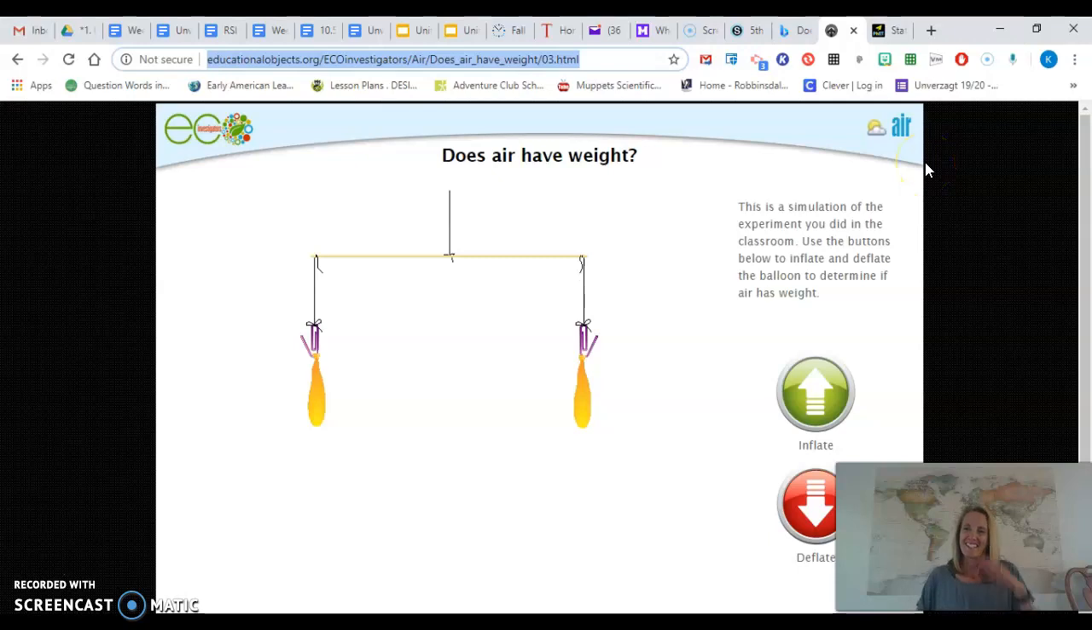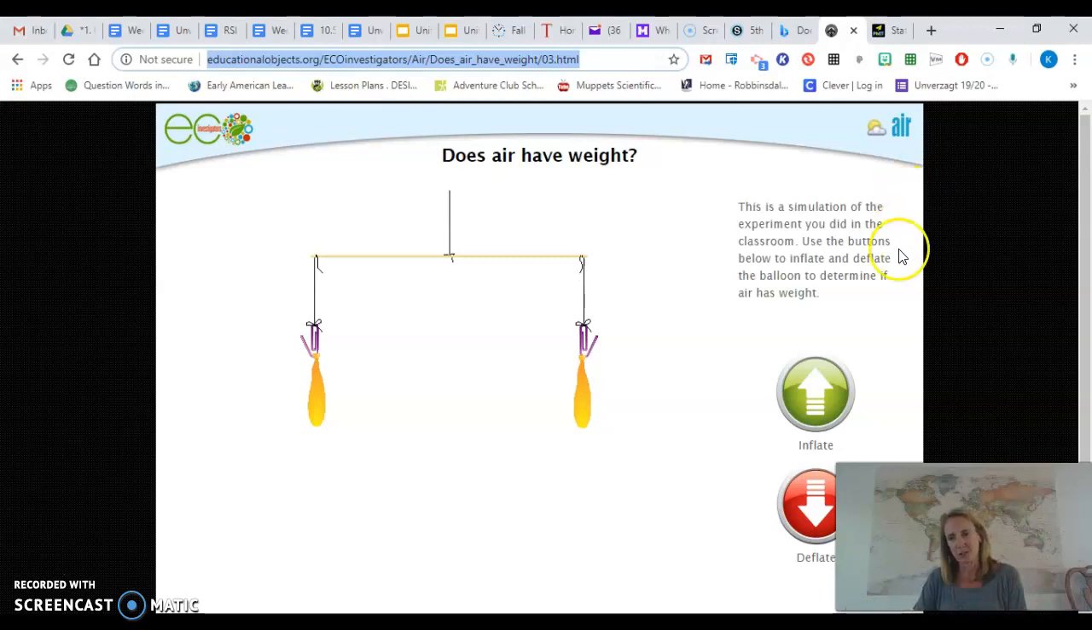Hello, fifth graders. I have been pretty impressed with the different experiments you've come up with to decide whether air has weight. And if you found that yes, air does have weight, you would be correct. Now, if we were in the classroom, I usually use a meter stick with a full balloon on one side and an empty balloon on the other side, so we can test which one weighs the most.